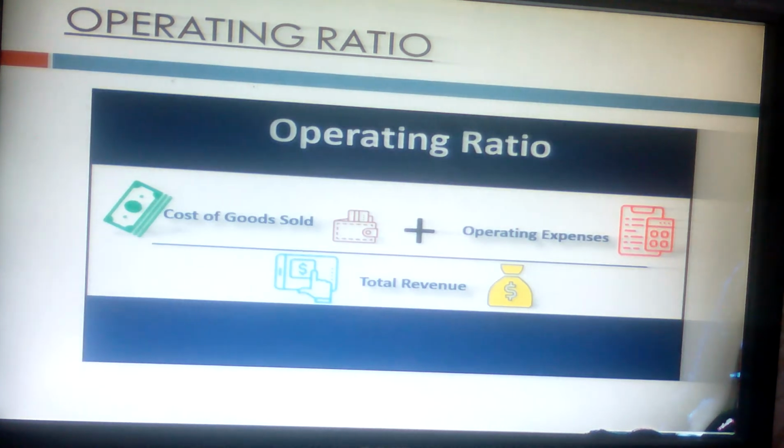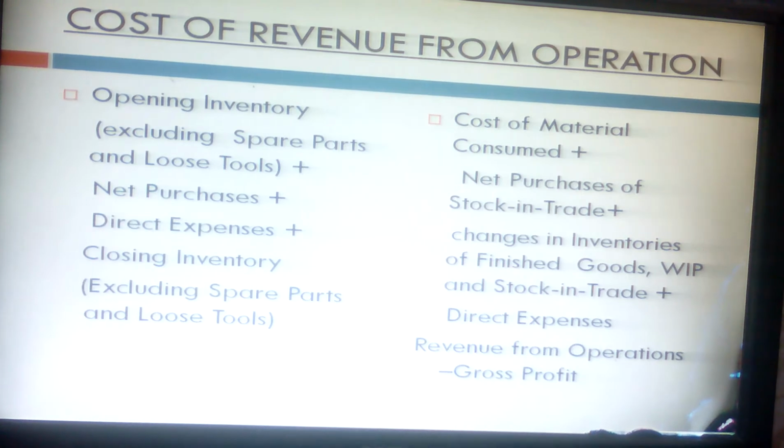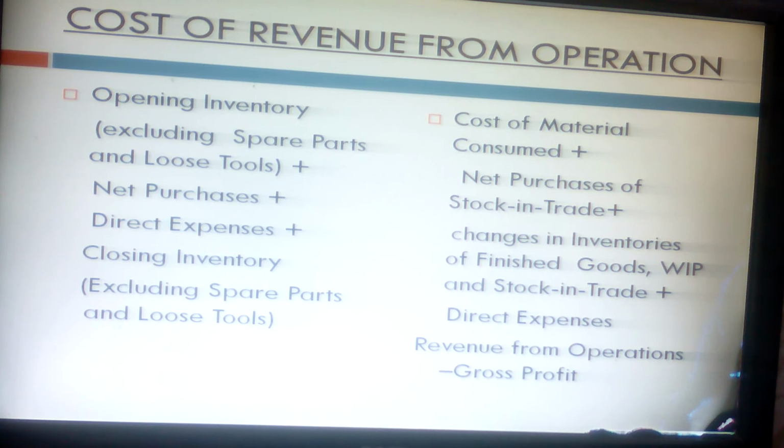What is the formula for operating ratio? Cost of goods sold plus operating expenses, divided by total revenue, into 100, expressed as a percentage. You already know the meaning of cost of revenue from operations: opening inventory, excluding spare parts and loose tools, plus net purchases, that is purchases minus purchase return, plus direct expenses, minus closing inventory, also excluding spare parts and loose tools.